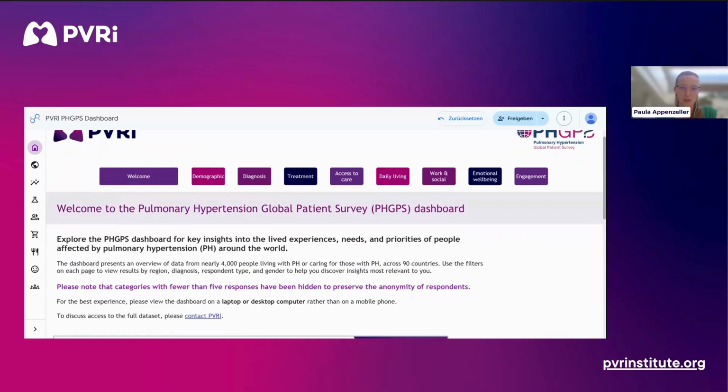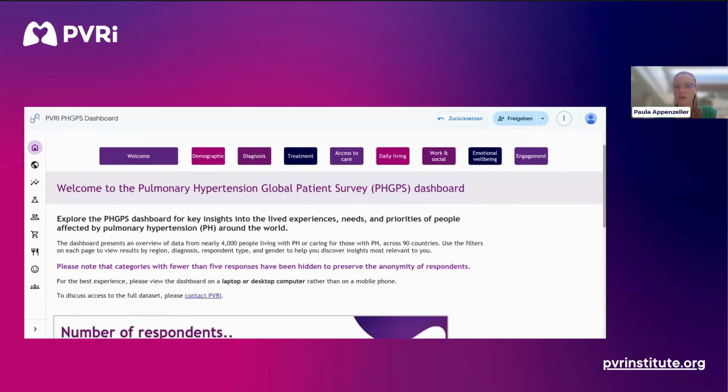Then we have different filters that you can apply to view the results by region, by country, by diagnosis type, by respondent type, or by gender. At this point, it's important to note that you can only apply one filter at a time, but we can see how to work around this. Also, there's another note that we need to be careful of. Any category with fewer than 5 responses has been hidden to preserve the anonymity of the respondents. So there's a possibility that some countries might not display individual level data.